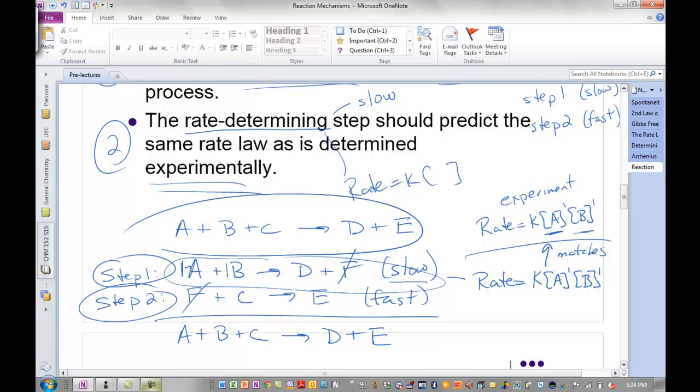Now, you'll notice that this species F is formed and disappears. I have it in a later slide. That species is called an intermediate. Okay, it's formed in the middle of the reaction, but then is consumed.